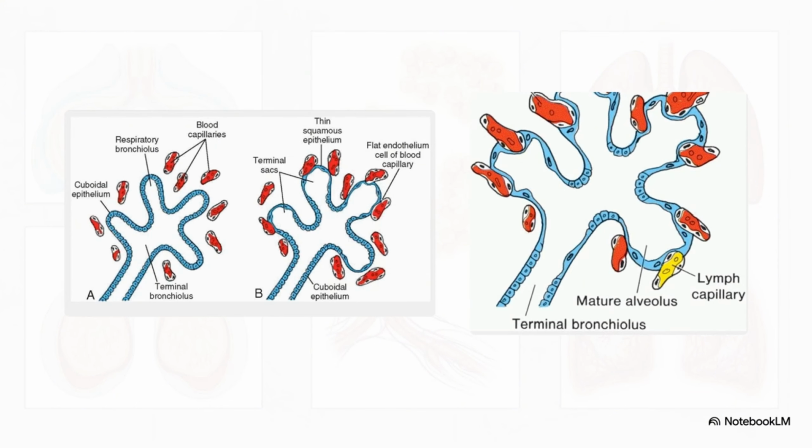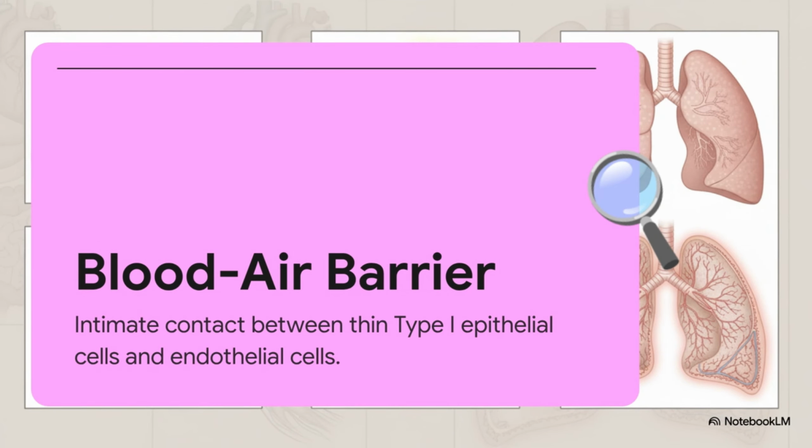And this comparison brilliantly illustrates exactly what's happening at the cellular level during these shifts. In the earlier canalicular phase, you have this really thick cuboidal epithelium lining the respiratory bronchioles. Gas exchange just isn't happening across cells that thick, right? But as development marches on, some of these cuboidal cells flatten out dramatically, becoming what we call type 1 alveolar epithelial cells. They transform into extremely thin, squamous epithelial cells, allowing the blood capillaries to sit right up next to them. Which brings us to a massive physiological game changer, the creation of the blood-air barrier.